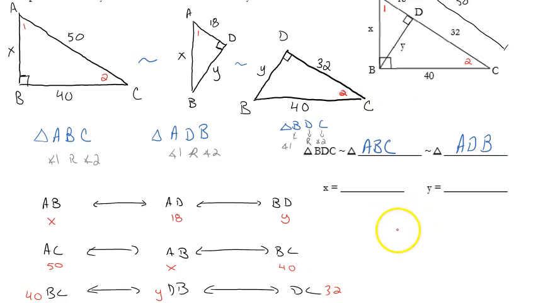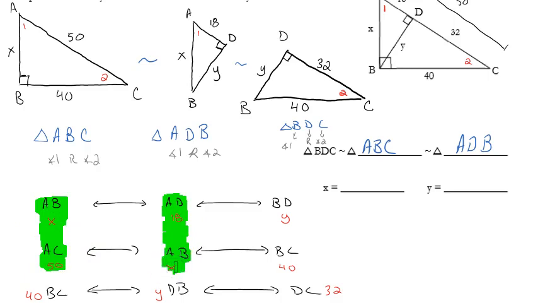I can solve for X and Y based on this information because what I can do is set up my proportions. So I know, looking for things that they have in common, I just want to pick two triangles. AB has an X, AC is 50, AD, which corresponds to AB, and AC corresponds to AB, is also X. Those are corresponding parts. I can set up that proportion.